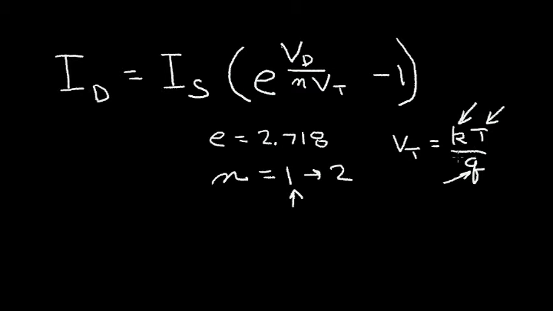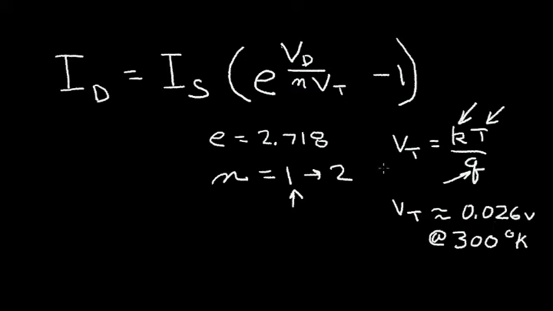Now at room temperature, V sub T is approximately 26 millivolts, or 0.026 volts. And that's at 300 degrees Kelvin, which corresponds to approximate room temperature. Now, sometimes it's useful having this equation solved for the diode voltage, V sub D. So let's solve for V sub D.